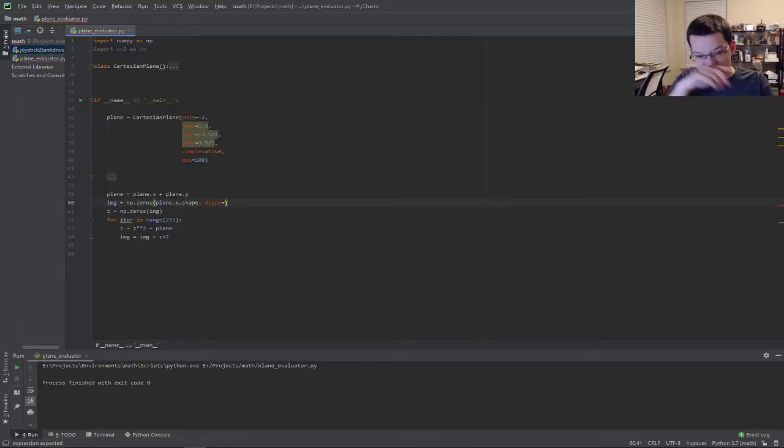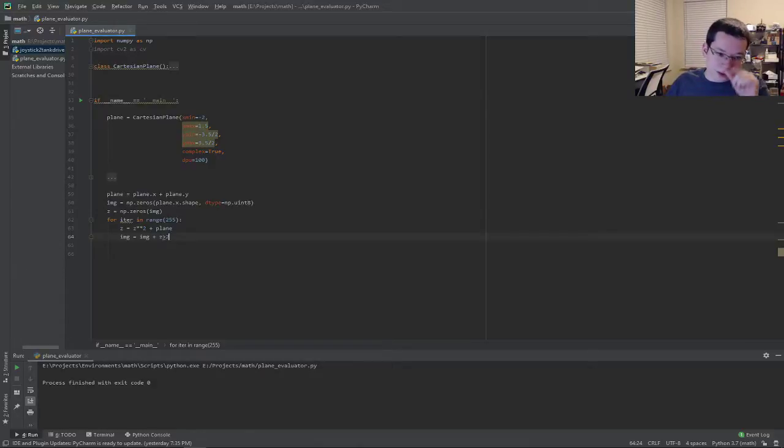dtype equals, telling that to be an integer because I want it to be an integer and not a float, because we're going to try and display it here in a little bit. And I think that's enough to do a very naive Mandelbrot fractal.